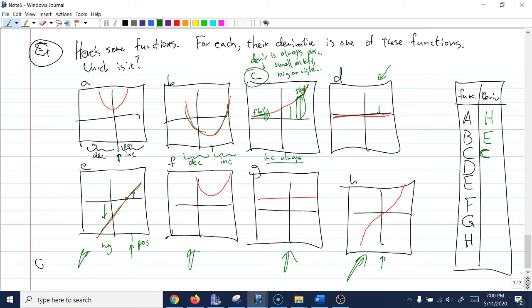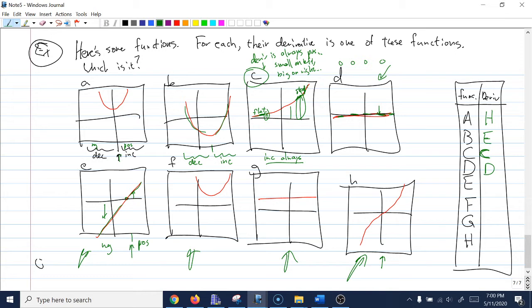What's going on with D? It isn't increasing or decreasing. It is flat here, and it is flat here, and it is flat here. At all times, it is always flat. So the derivative should be 0, and then 0, and then 0, and then 0. Which of these functions is always 0? That's D. D is always 0.